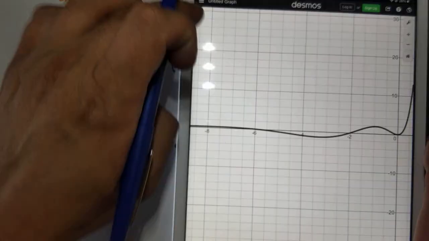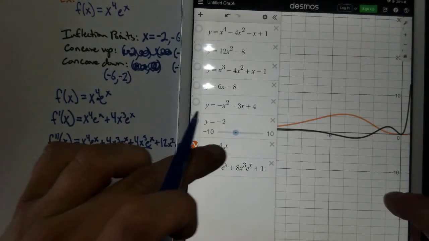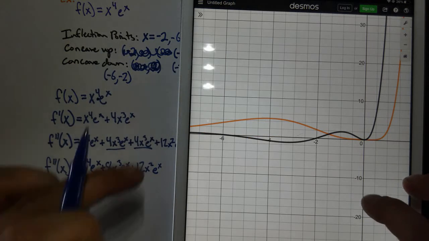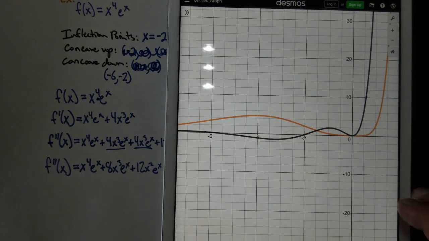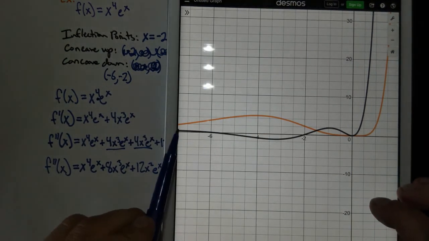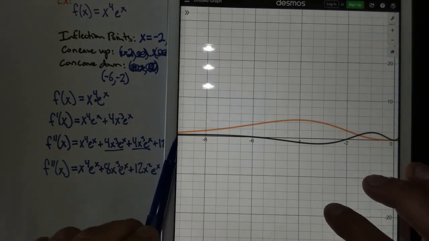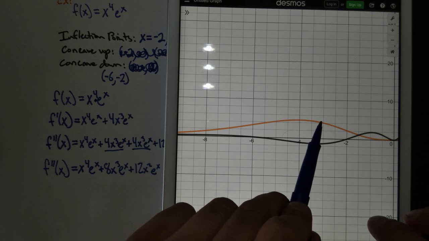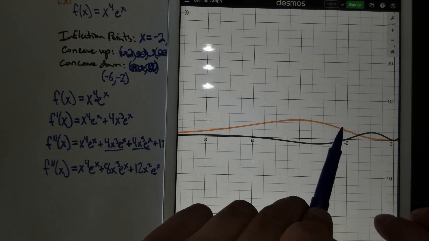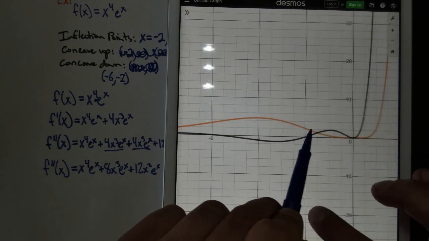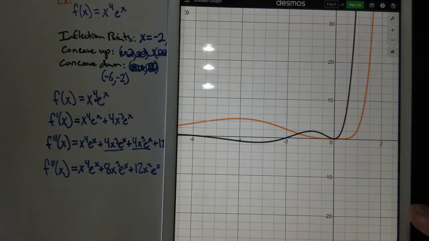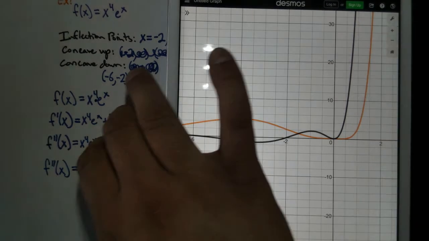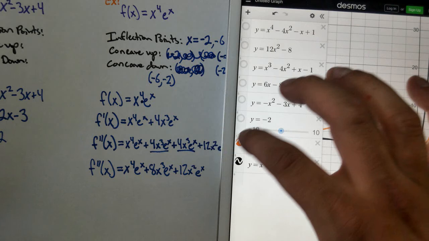And let's check to see. So in the orange I have our f of x, our original function. And as you can see, it's concave up slightly, and then it goes slightly concave down for a little bit until we reach this point right here at -2, and then it's concave up for the rest of it. Very good. Okay. So let's go back to our last example.